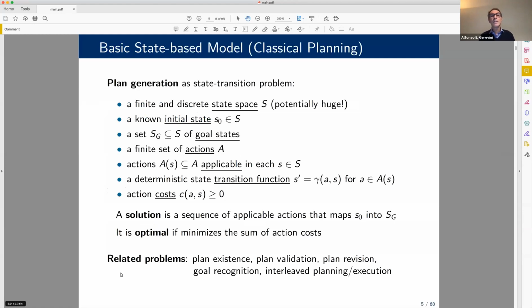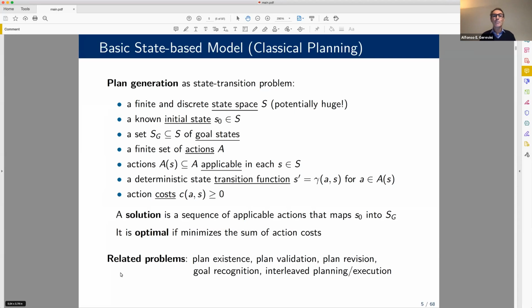Let's say, what is the basic state-based model that is also called classical planning? Here, the main problem is plan generation, and plan generation is seen as a state transition problem, in which we have a finite and discrete state space S, which could be very, very large. It could have trillions of states or more than that.